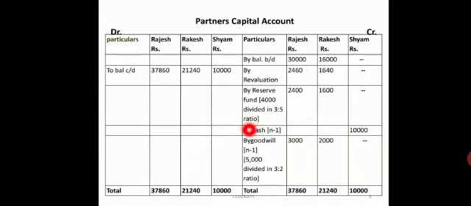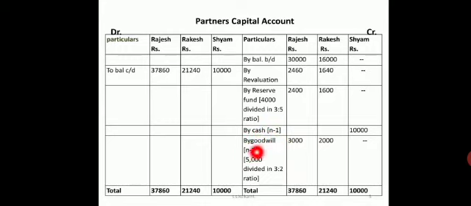Now coming to the adjustment, that is adjustment 1. Sham is admitted. So Sham is getting capital of rupees 10,000. So take it in Sham's credit side of Sham's capital account by cash 10,000. Next, he has brought goodwill in cash. So write by goodwill or by cash in a bracket, write goodwill.